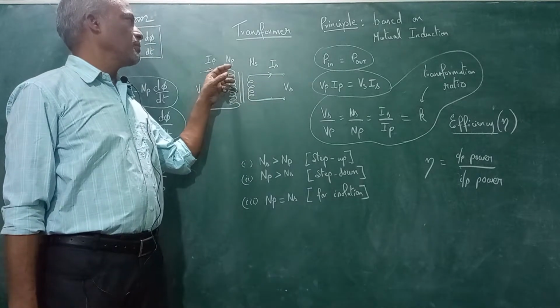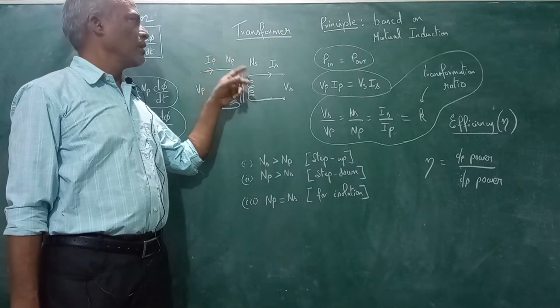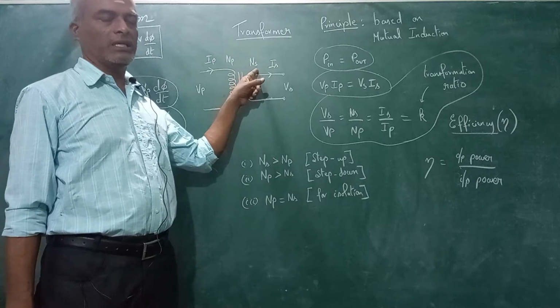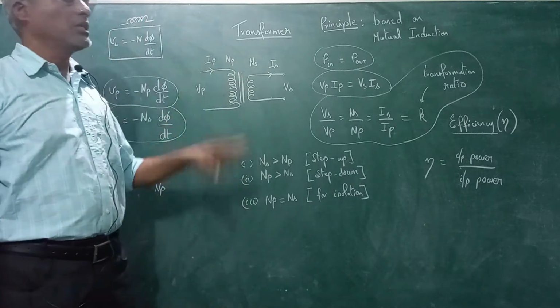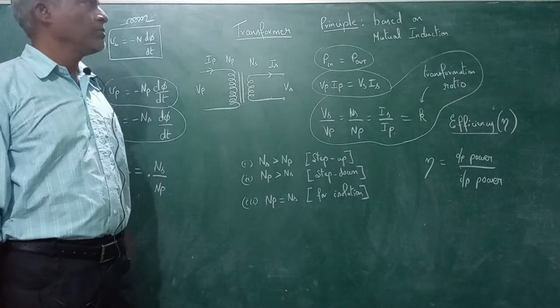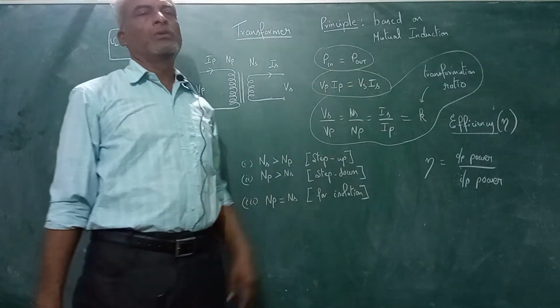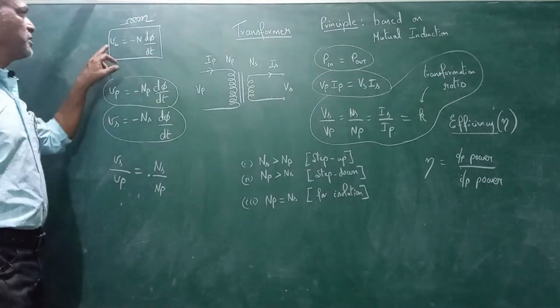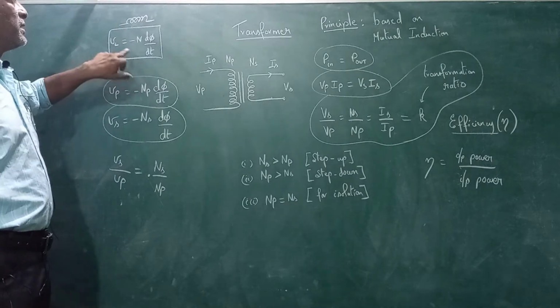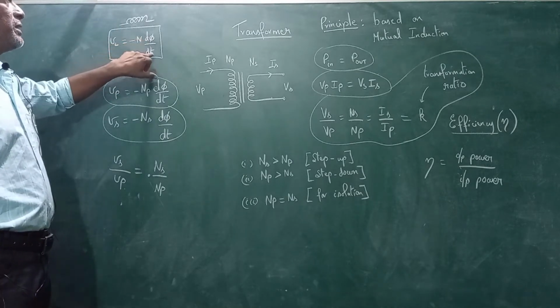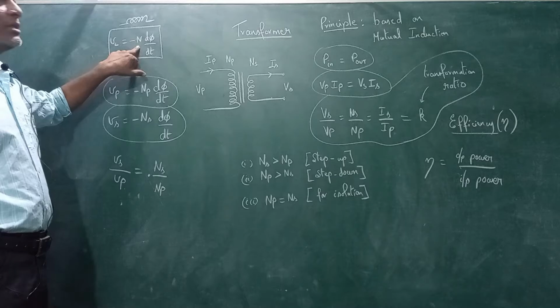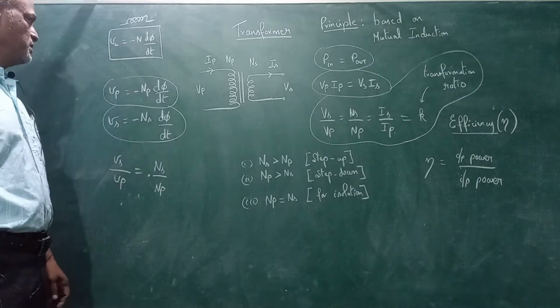The number of turns in the primary is NP and the number of turns in the secondary is NS. Basically the transformer works on the principle of mutual induction. We all know that the voltage induced in a coil is given by minus N dφ/dt, that is, number of turns into rate of change of flux linkages.